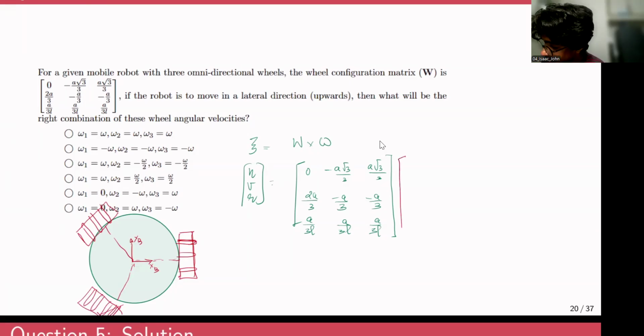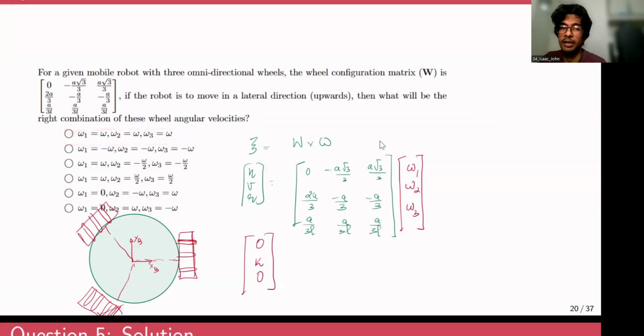So since there are three wheels, you can have this omega 1, omega 2, omega 3. So here again, the requirement is that the robot has to move in a pure lateral direction along the YB axis. It should not have any longitudinal component, or any angular component. So our UVR vector should look something like this, 0, K, 0. And you are required to find out the right combination of the wheel angular velocity vector. So again, we'll do the process of elimination.